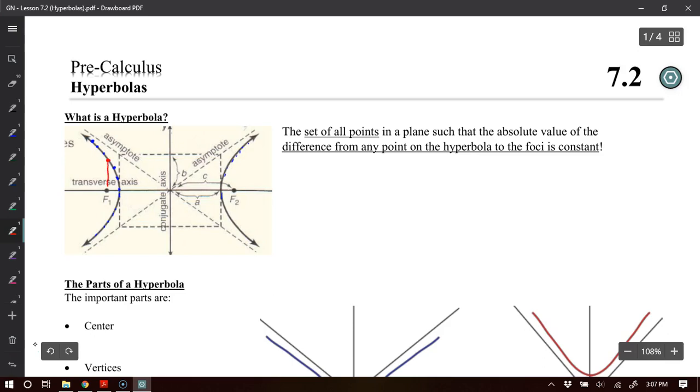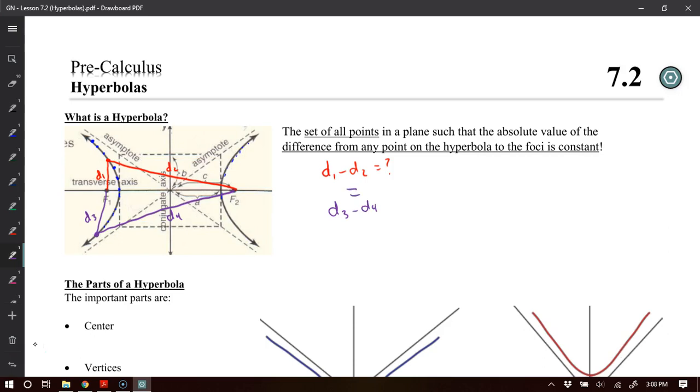to the foci, so we go from here to here, we call that D1, and I can go to the other focus, and we'll call that D2. So if I take the difference of those, let's say D1 minus D2, that number is going to be the same no matter what point I pick on that hyperbola. So if this is D3, and we'll call this D4 to that one, they're going to be equal to each other. That's what that's telling you for the definition of a hyperbola.